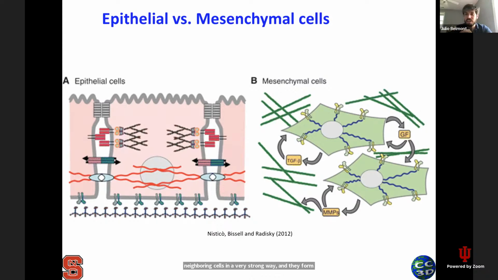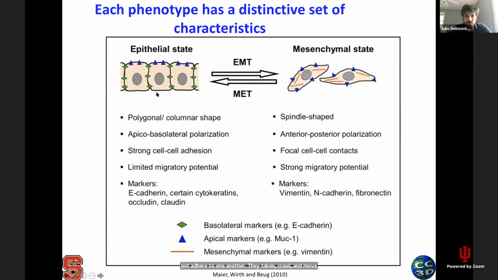And compact tissues, while the mesenchymal cells are cells that actually are able to move. They do not adhere to one another. They can crawl and move around the tissue. Okay, so there are a lot of epithelial-mesenchymal transitions. The cells can, from an epithelial state, become mesenchymal and vice versa.